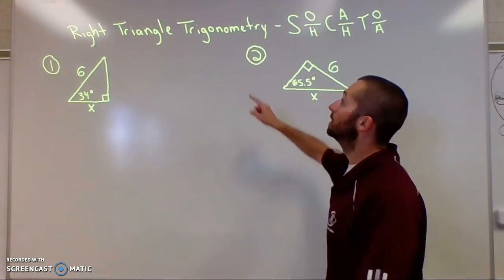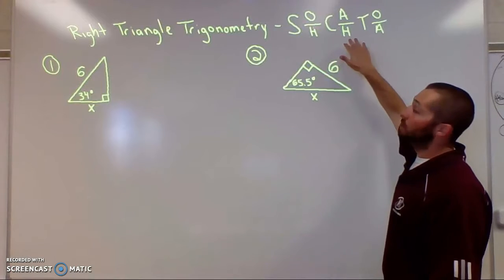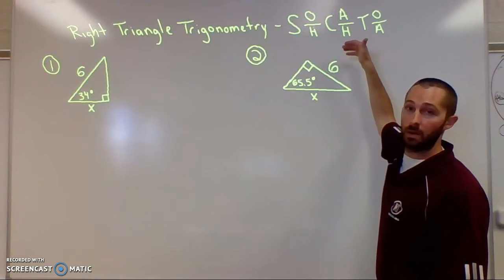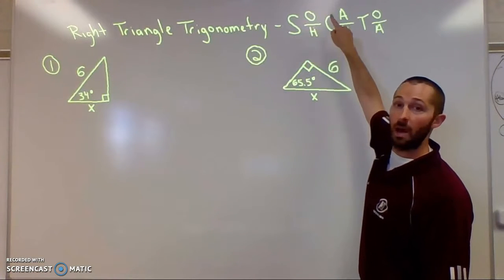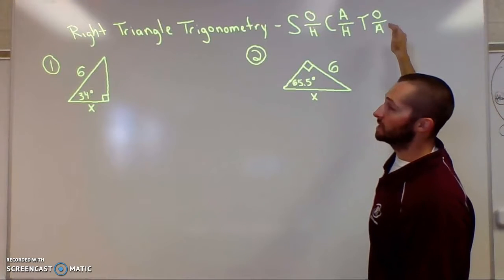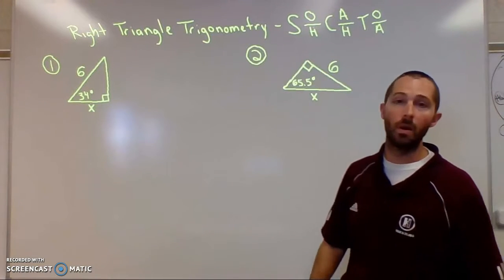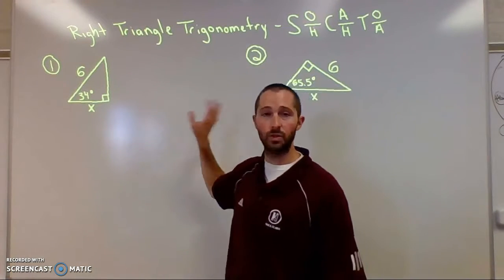Today we're going to be working on right triangle trigonometry, and specifically we're going to be working with SOHCAHTOA, or trig functions. So again, sine is opposite over hypotenuse, cosine is adjacent over hypotenuse, and tangent is opposite over adjacent. This is just a way to remember all of our trig ratios. We're working with these two triangles.